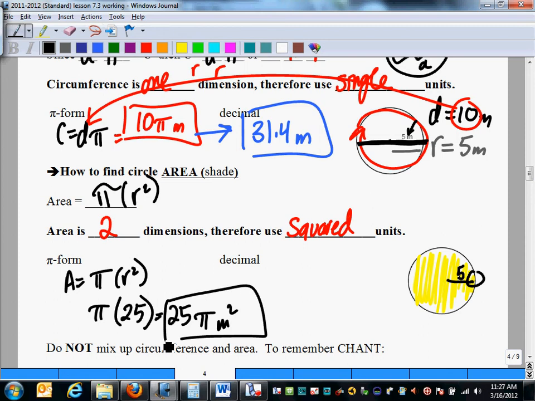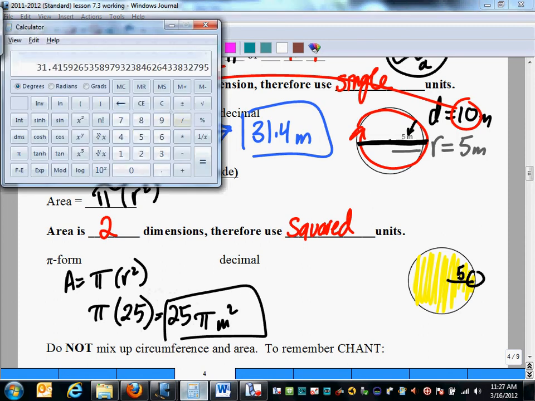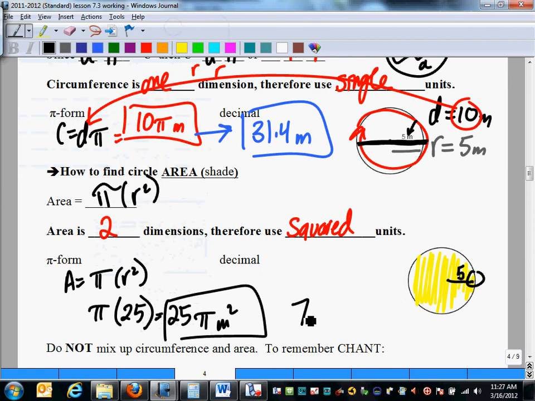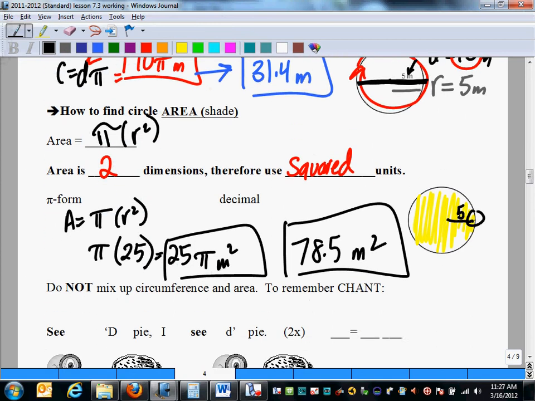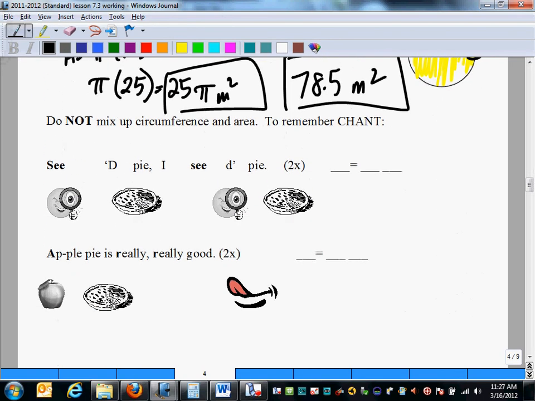That's right. Or the decimal version: 25 times pi, and you get 78.5 meters squared. Don't drop your units. Circumference, single; area, squared. It is really important you don't mix these two up.